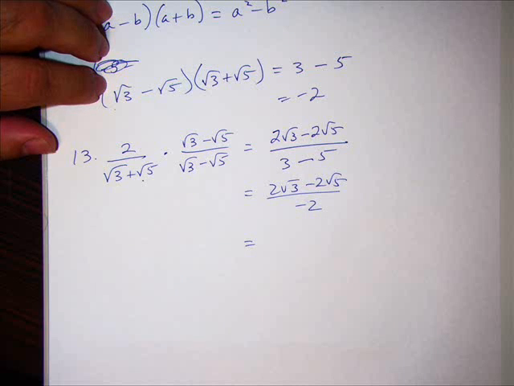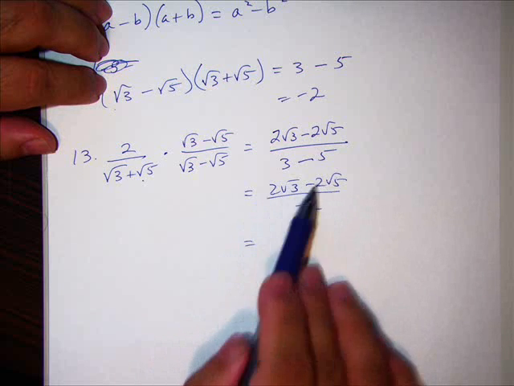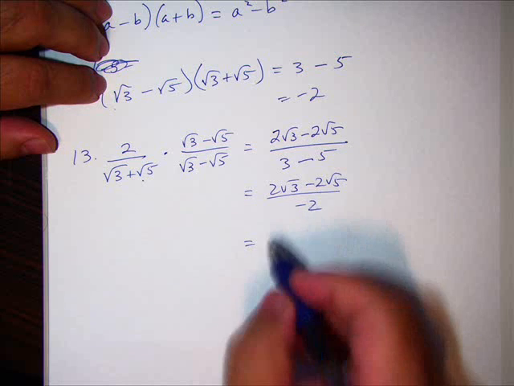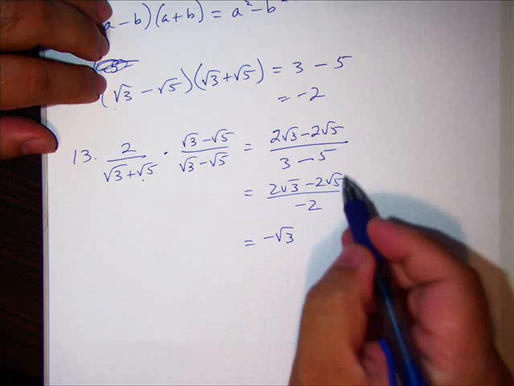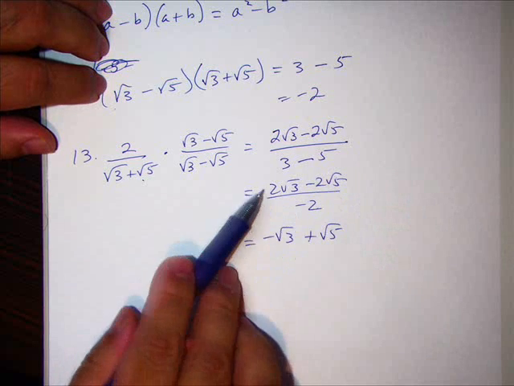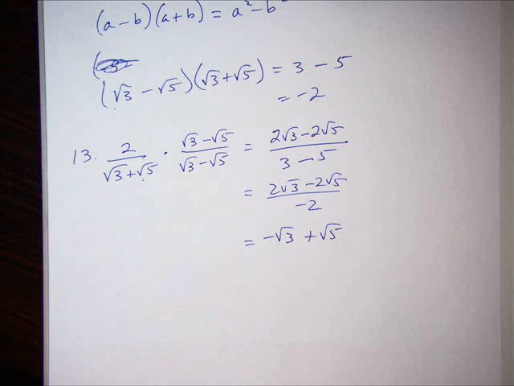Now, we can reduce. There are 2's in all three parts here. So I'm going to divide by negative 2. That's going to make this negative root 3 and make this a positive root 5, the negative down here forcing the sign changes. And that's the answer to number 13.